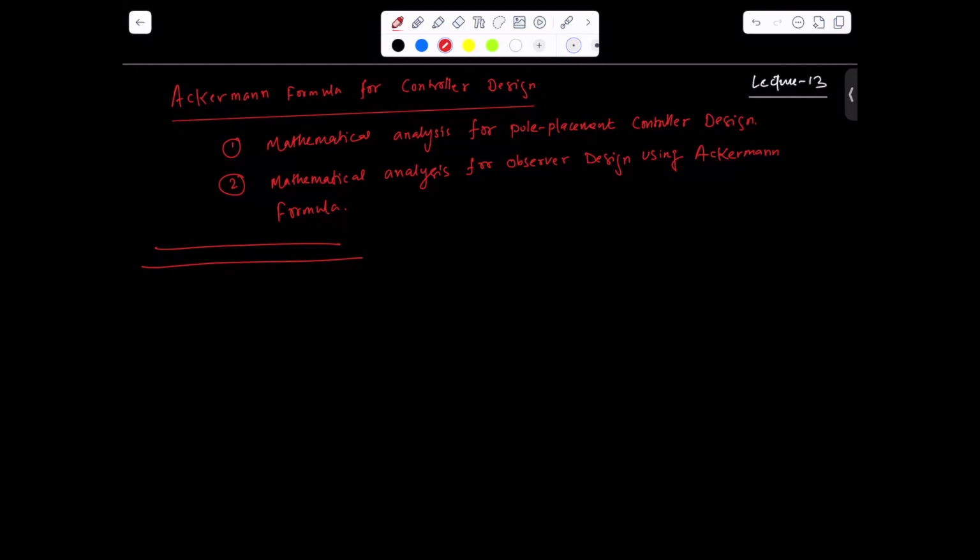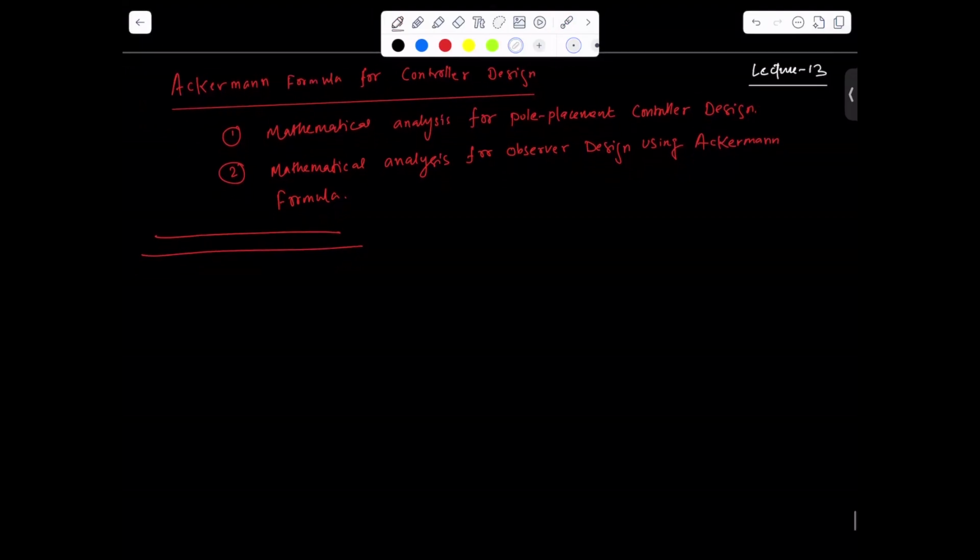We are going to start the new concept: how we can design the controller. So we'll be using the kernel formula for pole placement controller design, also the observer design. Here let's assume we have dynamics, let me write, for a SISO system.